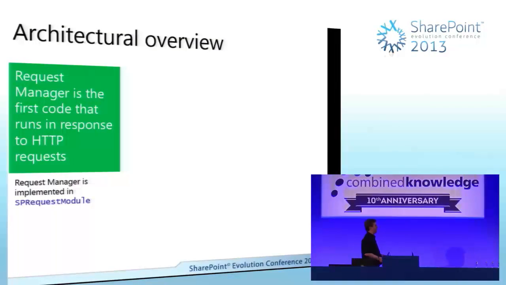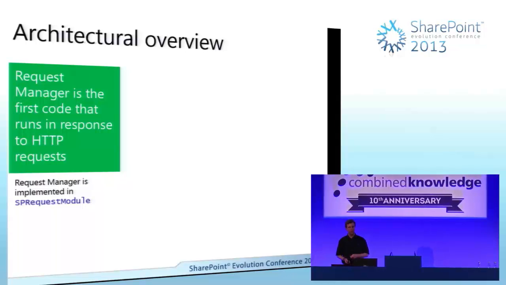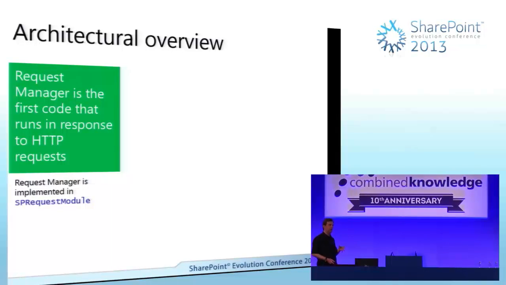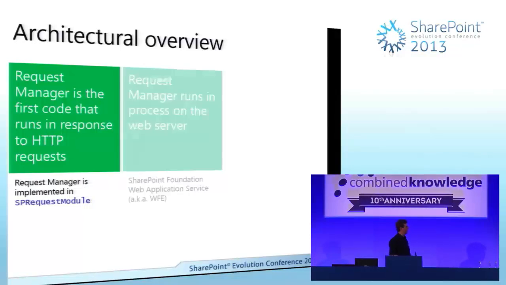So the first thing about this that's important to understand is that the request manager, the blue boxes in the previous slide, is the very first code that responds or is executed when HTTP requests come in. So there's no performance penalty of just turning this on, or there is a performance penalty, but it's so insignificant that it's very difficult to even measure that penalty. We're talking a very small amount of time.